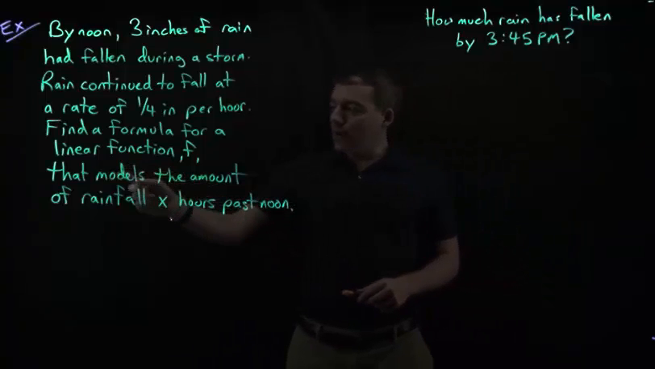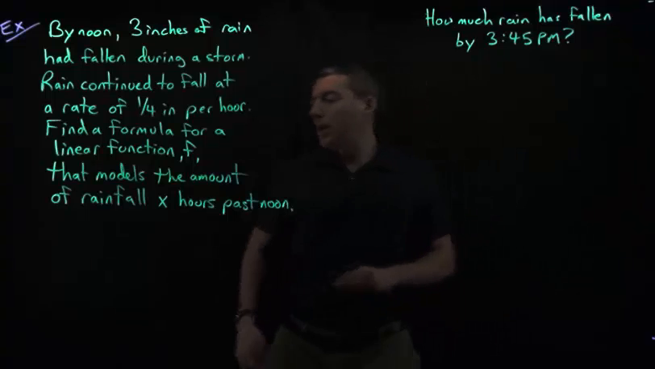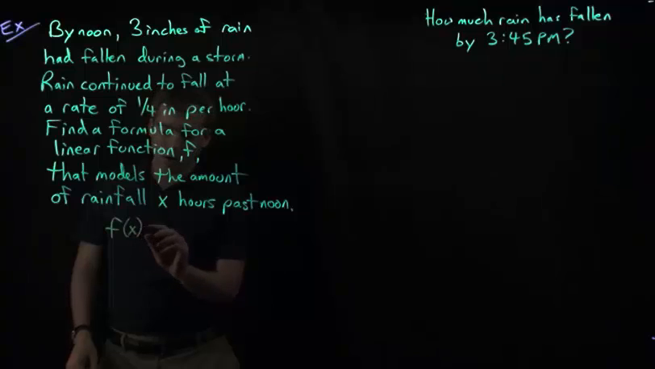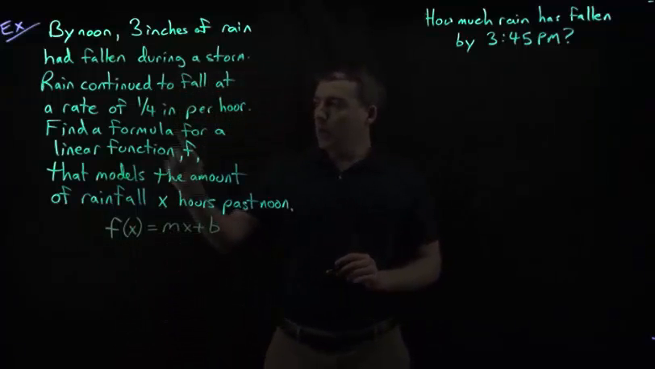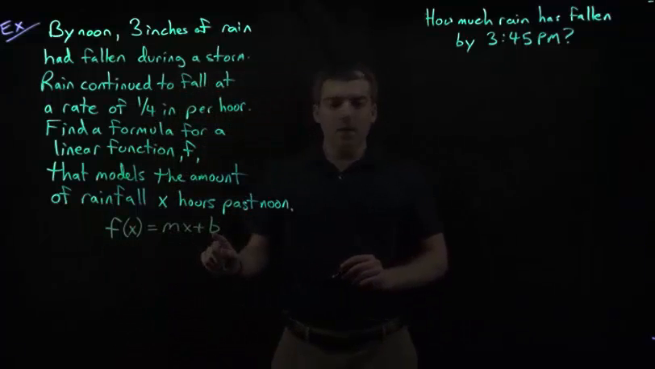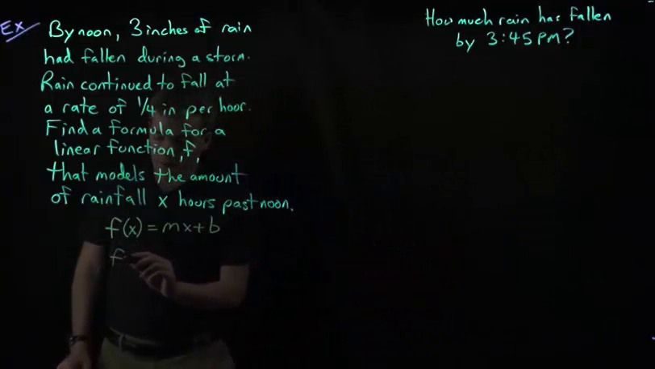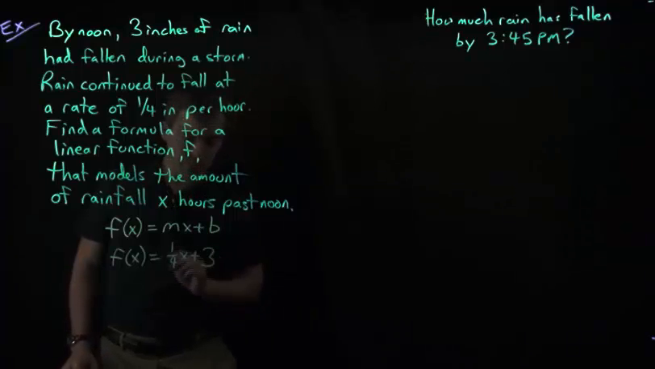So we can write down this linear function, which will have the form f of x equals mx plus b. The m will be the 1/4, and the b will be 3. So the linear equation for the system, linear function, should be 1/4 x plus 3.